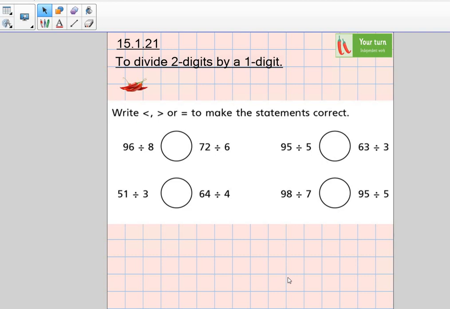The final question is for Chilly 3, but remember anyone can have a go. It says write less than, more than or equal to make the statements correct. 96 divided by 8, is that less than, more than or equal to 72 divided by 6? Then you've got 95 divided by 5, is it more than, less than or equal to 63 divided by 3? And then you've got this one here and this one here. Pause the video and have a go, and then come back to me.